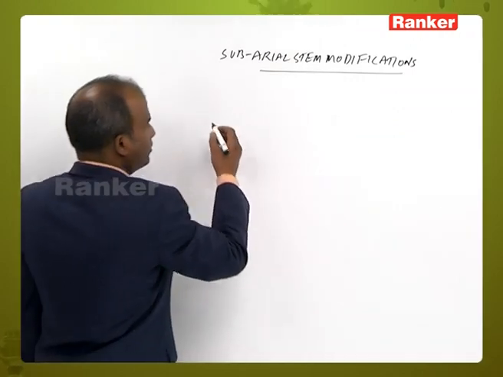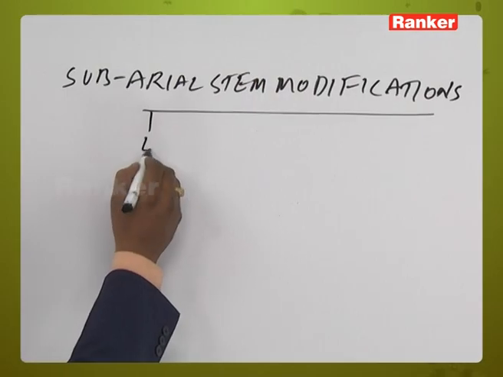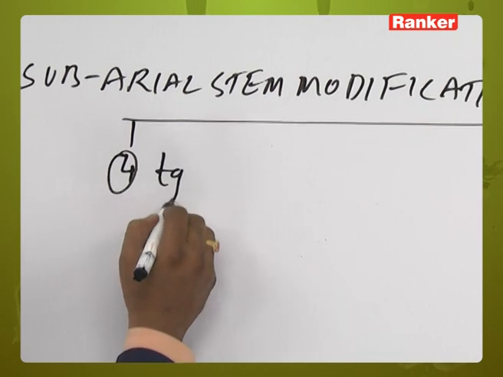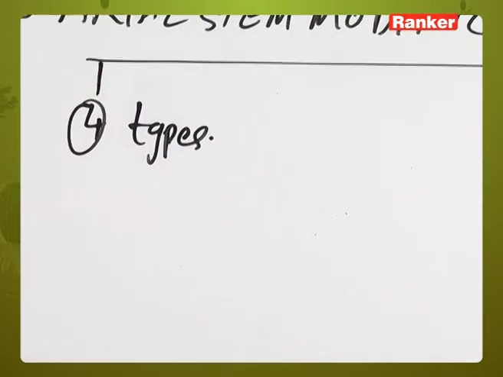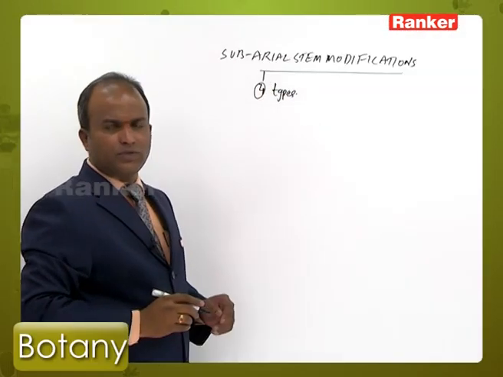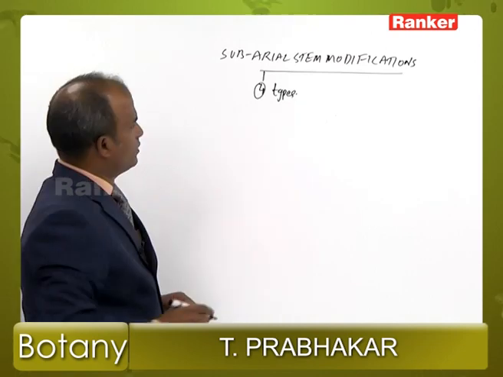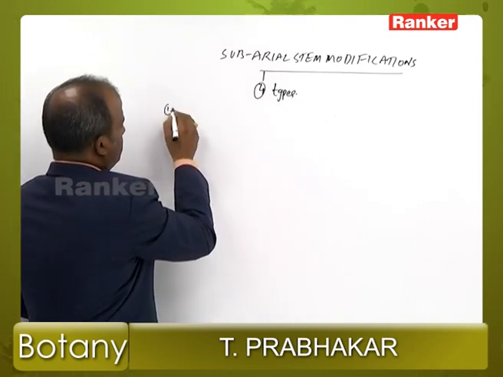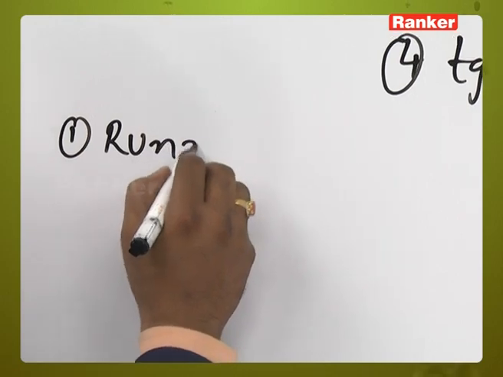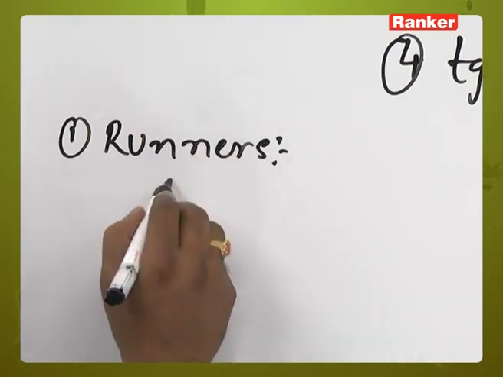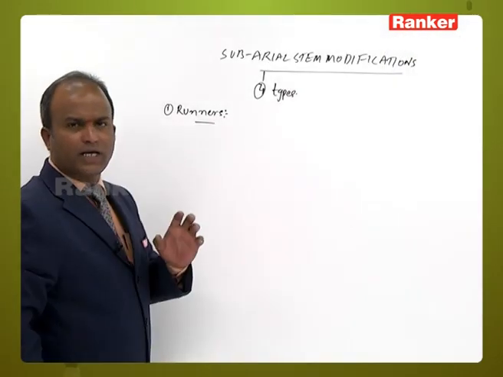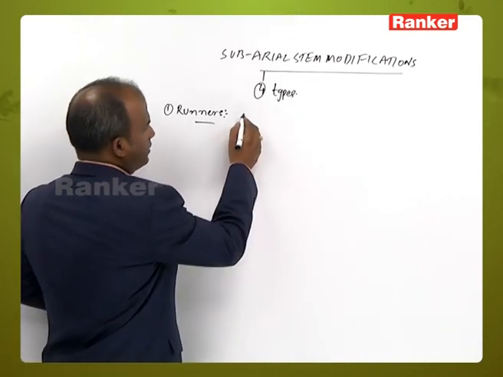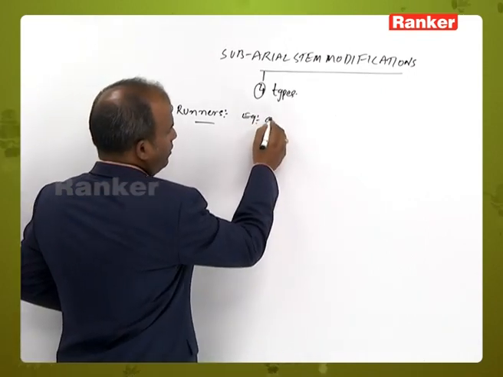Subaerial stem modifications are of four types. The first subaerial stem modification is runners. In runners, what are the examples? The first example is oxalis.